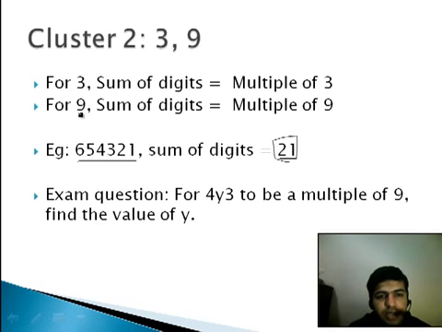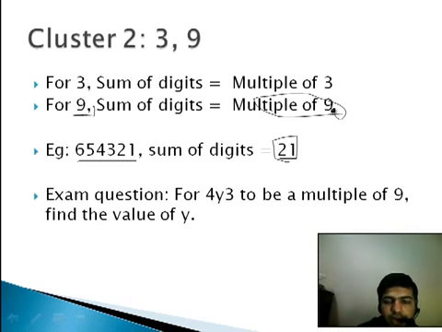Similarly, the case for 9. If we are calculating for 9, the sum of digits should be a multiple of 9. That is the rule. That's why these rules are very similar for 3 as well as 9. So we can conclude that the entire number would be divisible by 9.